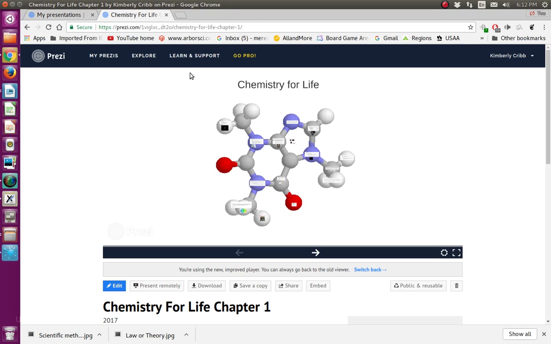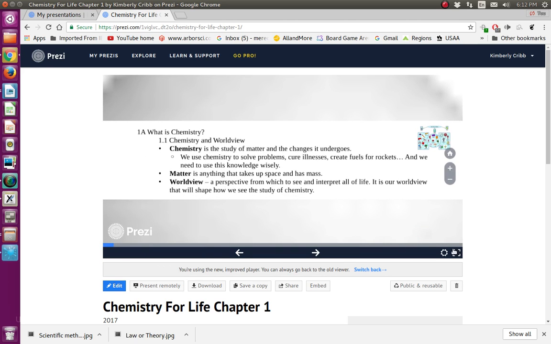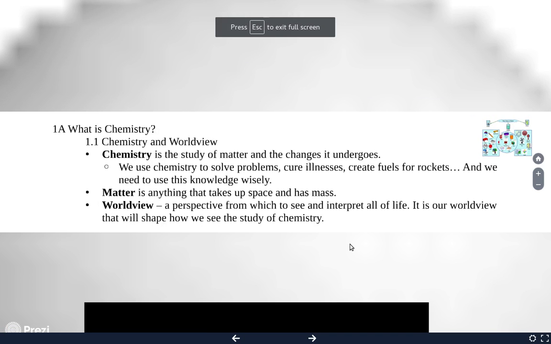Your Prezis are going to be basically a hub for all the information that you need for the chapter. It will include Quizlets and study stacks and different places you can go to help you practice the concepts. So here is Chemistry for Life, and I'm just making it full screen. The first section says Chemistry and Worldview.